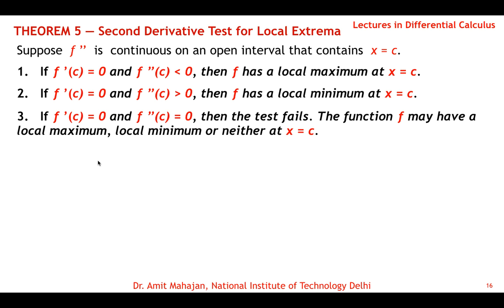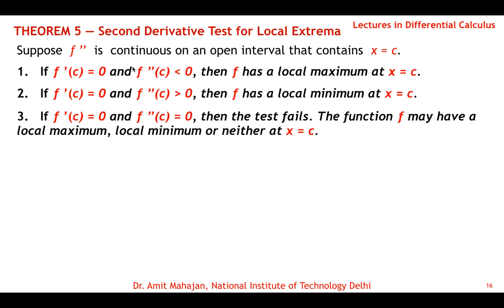Now we talk about the second derivative test for the local extreme values, that means local maxima or local minima. Suppose the second derivative is continuous on an interval that contains the point x equals c, and the first derivative at c is 0 and the second derivative at c is negative. Then the function has a local maximum at x equals c.